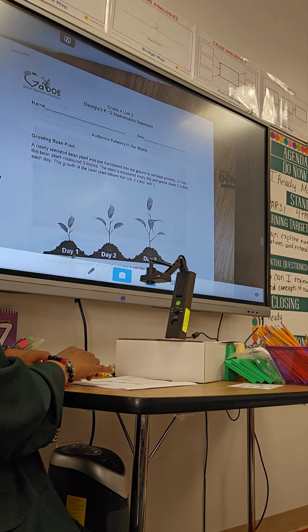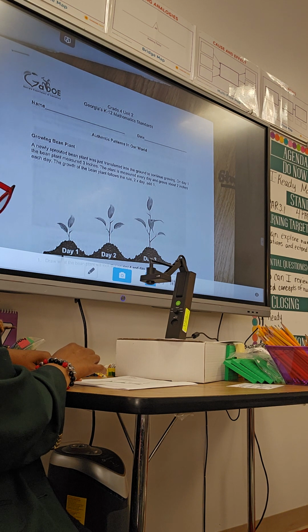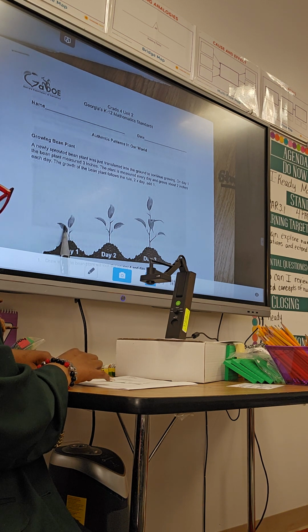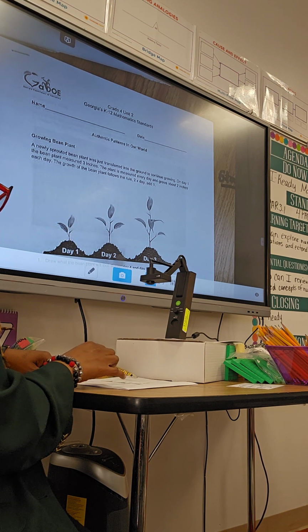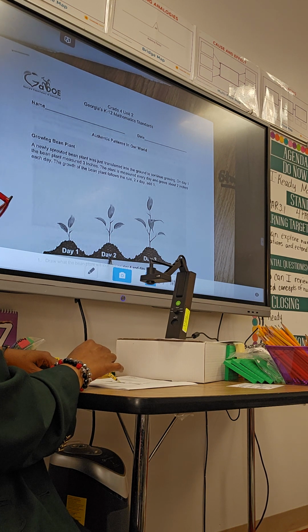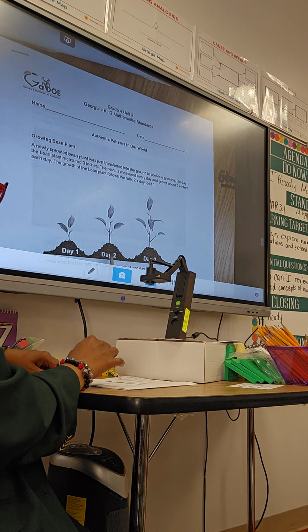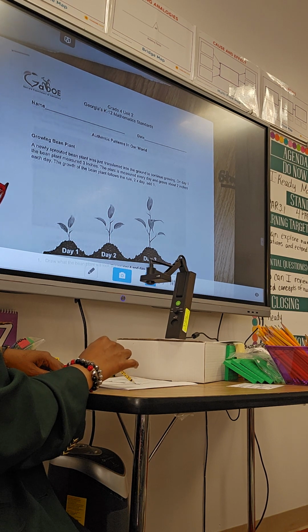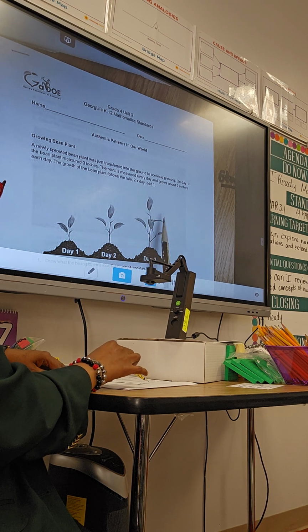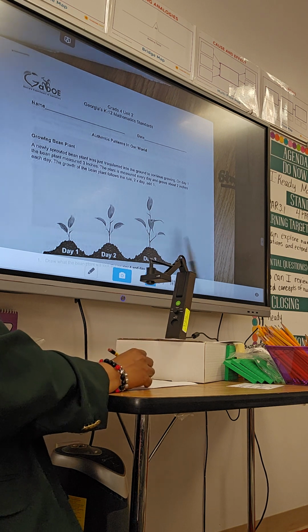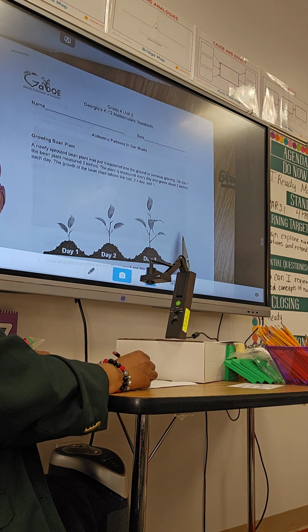So day 1, if you look at it, there are 2 leaves. Day 2, there are 3 leaves. And day 3, there are 1, 2, 3, 4, 5 leaves. So what is the rule here? How many is it growing by?